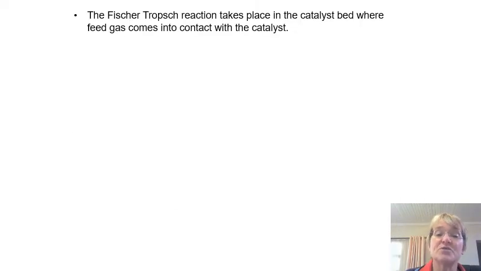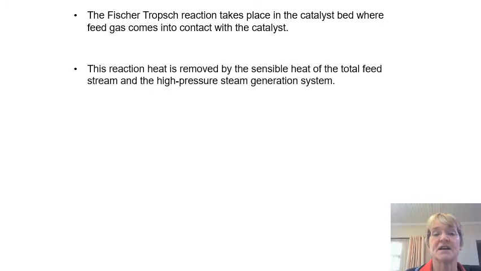Now the Fischer-Tropsch reaction takes place in the catalyst bed, where the gas comes in contact with the catalyst. And the catalyst, a lot of research is still done on the catalyst to make sure that we have the best possible catalyst. Now for a lower quality coal, as I already said, iron is the best catalyst. It gives you the best reaction in the end.